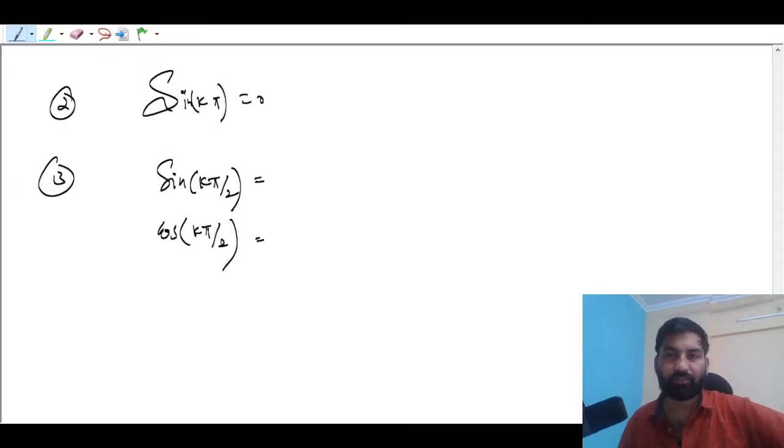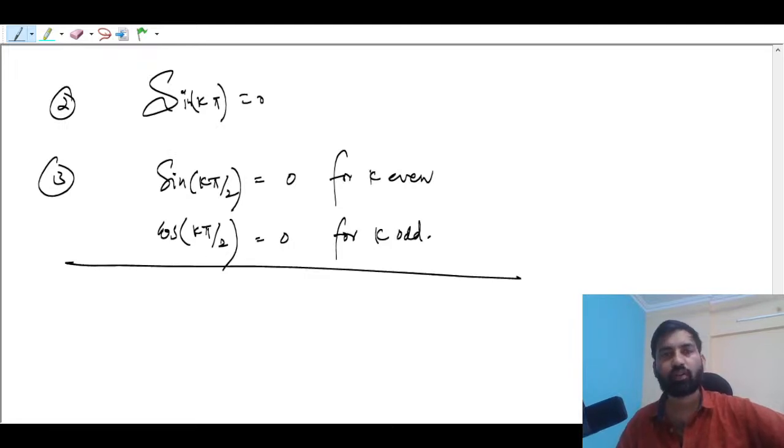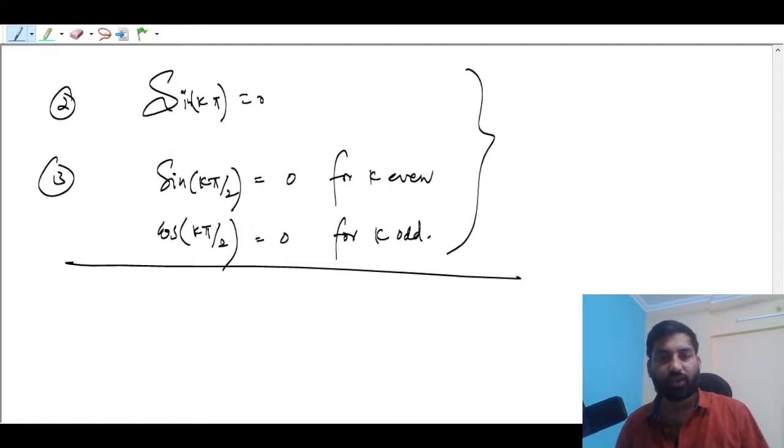Okay, integer multiple of pi by 2, right? So they are going to be 0 for k even, it is 0 for k odd. So these are some important checks that you can use to simplify the concept, right? And one more thing I want to highlight here is the coefficient AK, or the real part of the XK, are even symmetric functions of k.